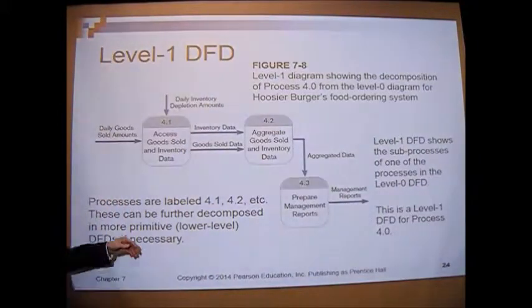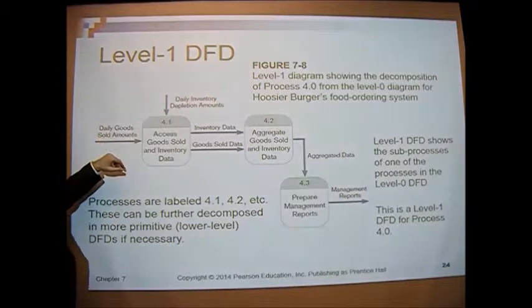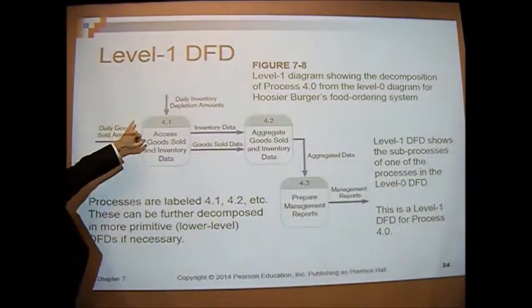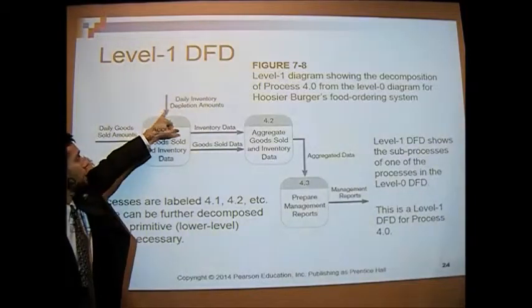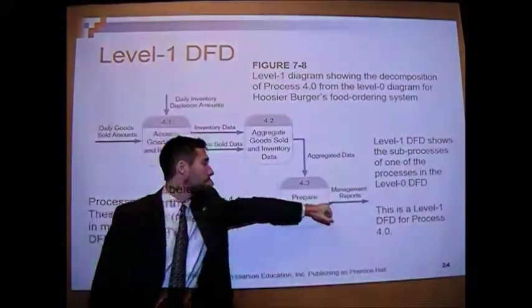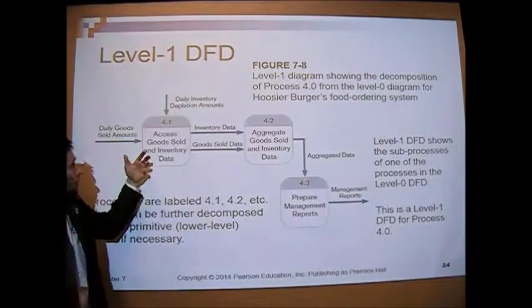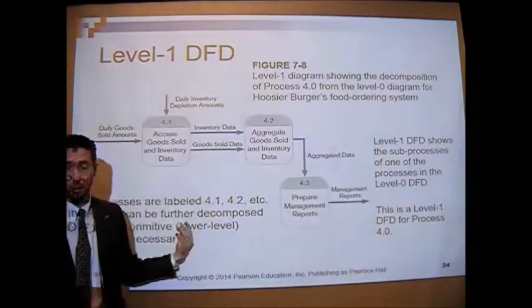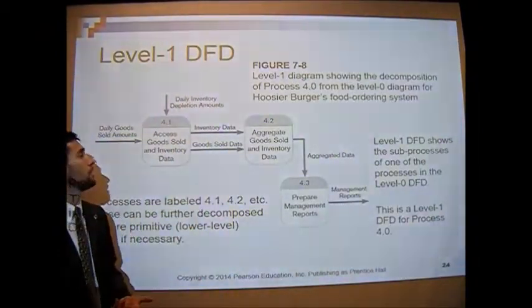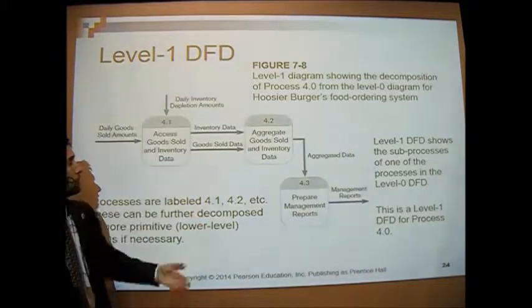So if we were to look at 4.0 earlier, then we would see that into 4.0 comes this named data, into 4.0 comes this named data, and out of 4.0 comes that named data. But again, there was more detail to that than what was immediately apparent, and so that's the reason to go to this level.